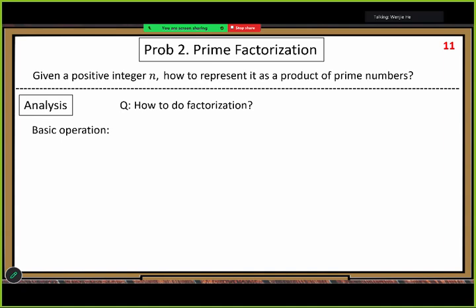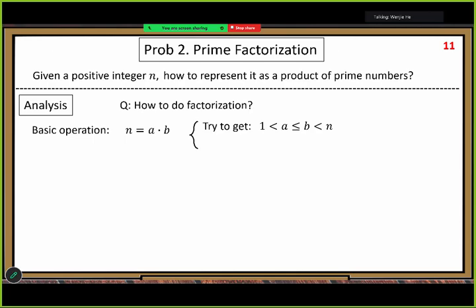Basic operation. Because the factor, we know the meaning of factor, right? The concept, factor. So let's start with the factor concept. If we can represent the given number n as a product of 2 factors, A and B. One particular factorization here for n, we use this factorization to check if n is a prime or not.